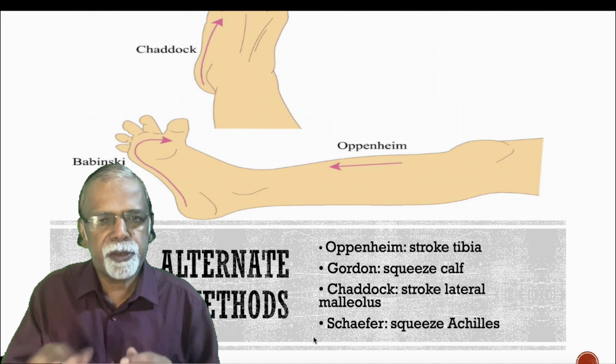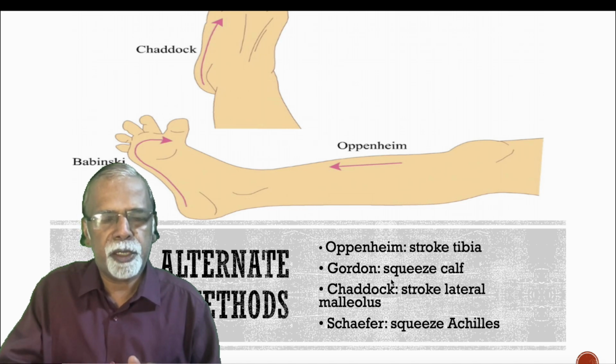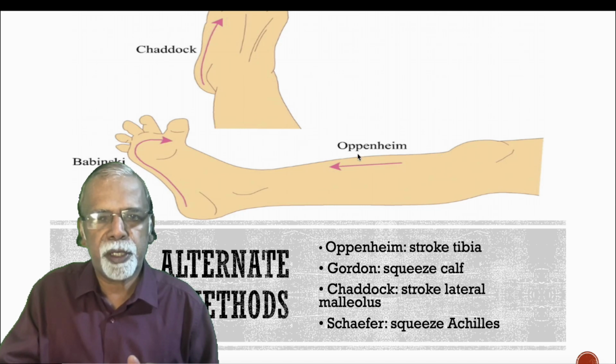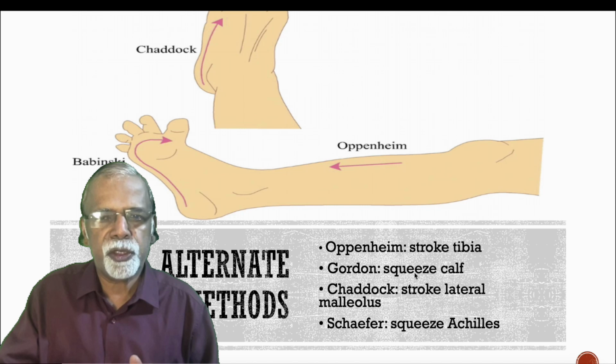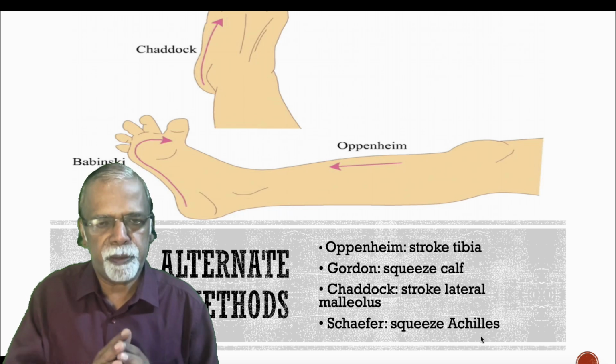There are alternate methods. One is the Oppenheim: on the shin, you apply firm pressure using your knuckles from the knee downwards, and you get the same response. Gordon's reflex is the squeezing of the calf muscle. Chaddock's sign is a stroke below the lateral malleolus. Schaeffer's is squeezing the Achilles tendon.